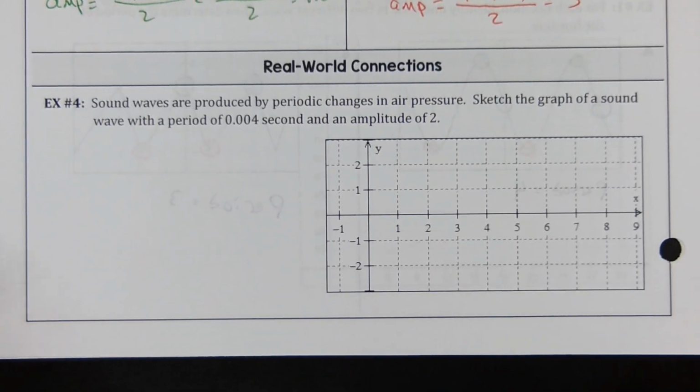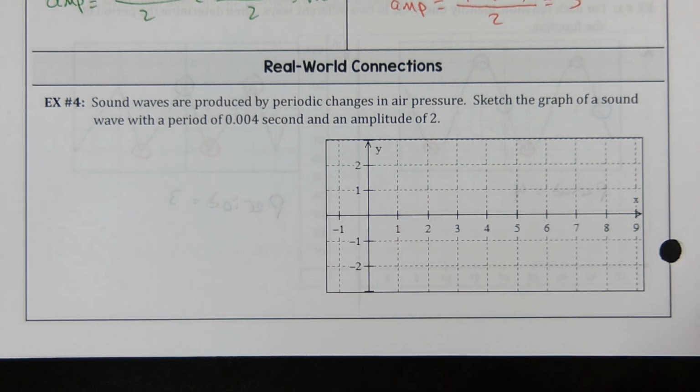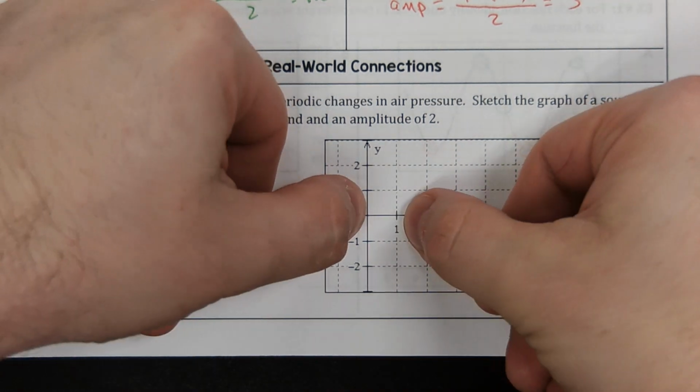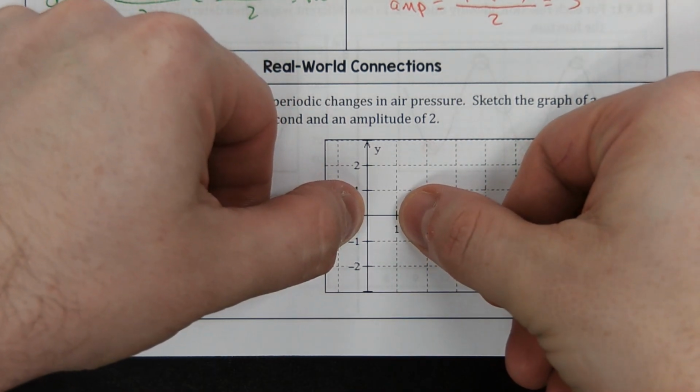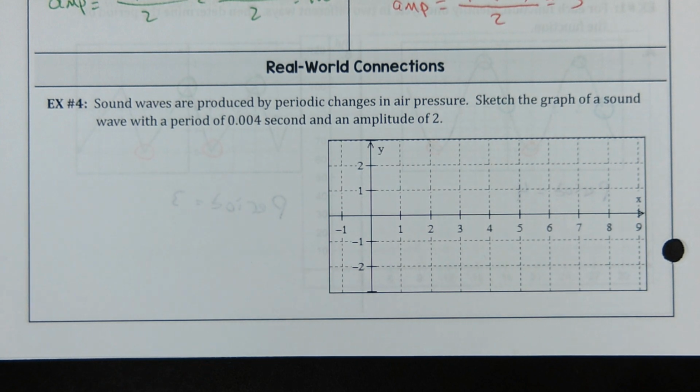Real world connections. Actually, periodic things are extremely real world. Sound waves are produced by periodic changes in air pressure. Think of them as ripples, but through air instead of through water. Sketch the graph of a sound wave with a period length of 0.004 seconds and an amplitude of 2. If we attempted to do that on this graph, there would be 250 cycles from x equals 0 to x equals 1. So it would just look like we colored the page.